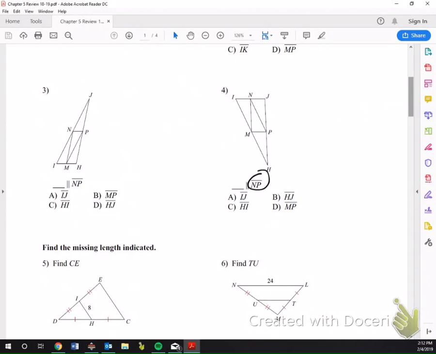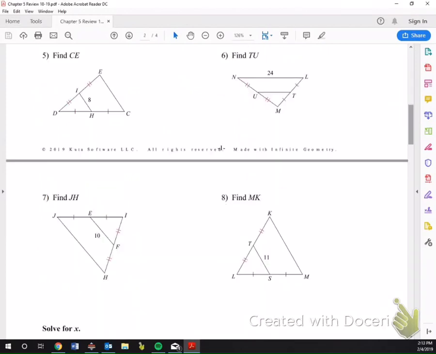Same thing for number 4. We're looking at parallel to NP. That's a mid-segment, so it connects sides IJ and JH. So it's going to be parallel and half the length of IH, or, as number C says, HI. See? 2 down. So, we just talked about how it is half the length.